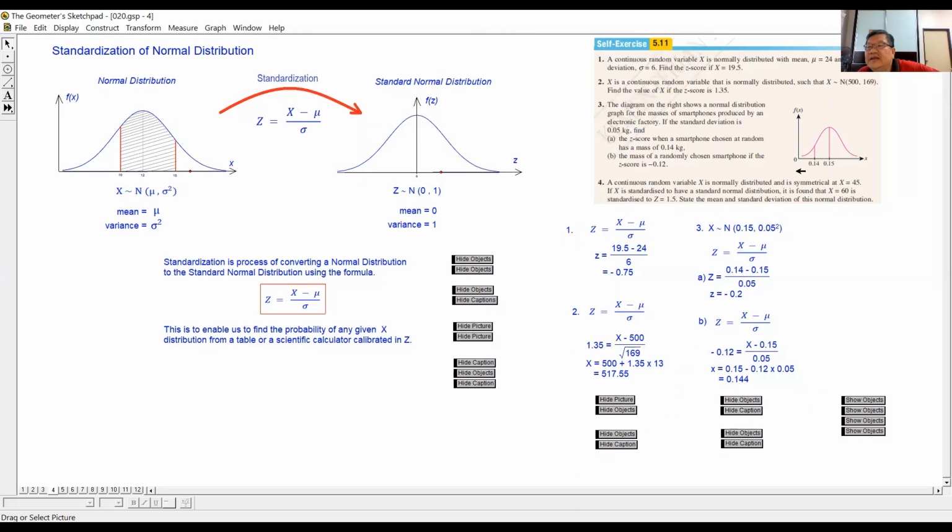The first part, they say it is symmetrical about 45, so you know that mu is 45. They say state the mean, so this is the mean, mu 45. The next part, you have to use the formula. How to use the formula? The z is 1.5. Put it inside. X is 60. You put x equal to 60.